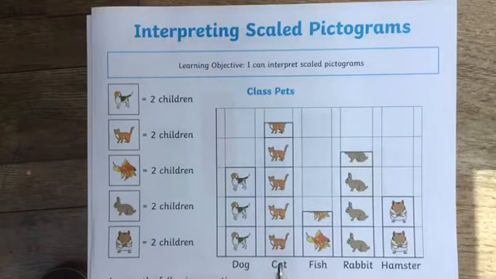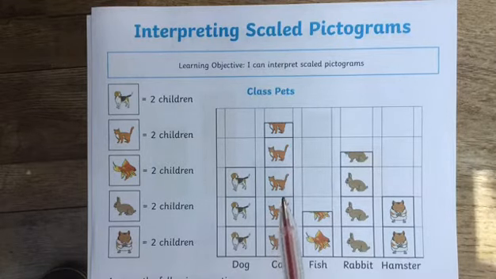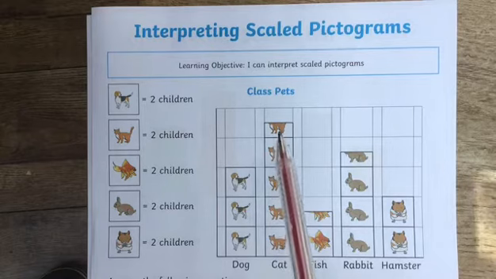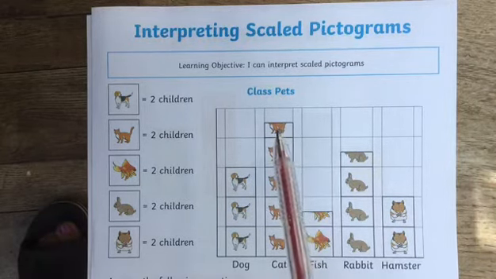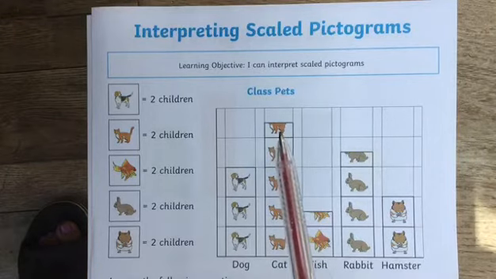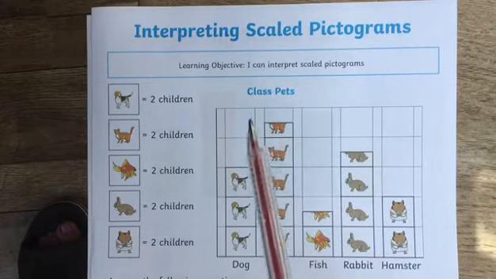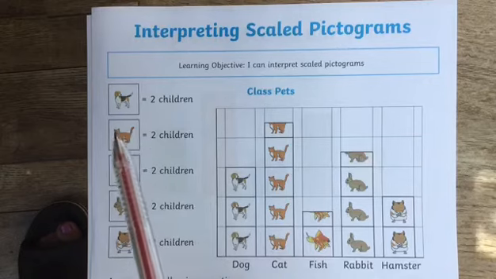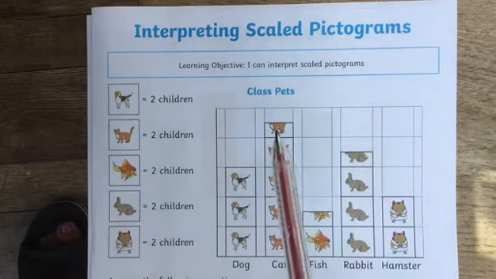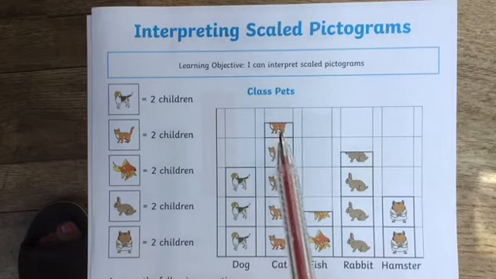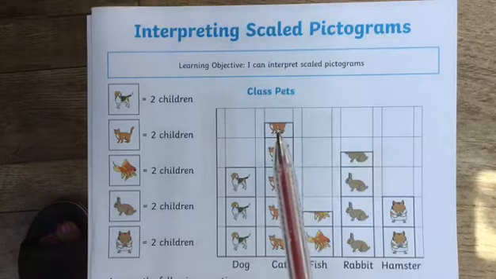What about the cat? This one's a little bit different. You can see that we've got a picture of a cat, 1, 2, 3, 4 of them, but we've got half. So this is the bit that you need to think about. Why would we only have half a picture, and what does it mean for us? If we go back to our key, we can see that a full picture of a cat is 2 children. So if we've only got half a cat, can you see that that represents 1 child?